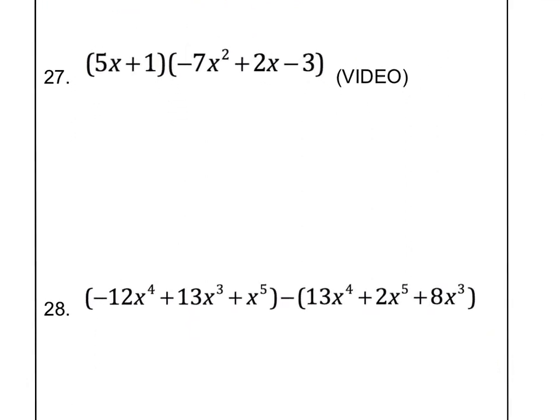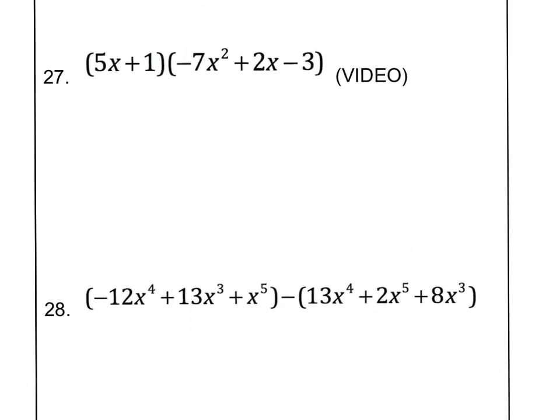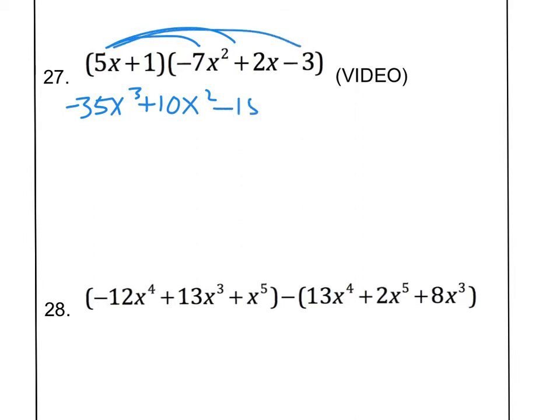And for number 27, we got to do some distribution. 5x times negative 7x squared is negative 35x to the third. 5x times 2x is going to be plus 10x squared, and 5x times minus 3 is minus 15x. Then we got plus 1 times minus 7x squared, minus 7x squared. Plus 1 times 2x is going to be plus 2x, and plus 1 times minus 3 is going to be minus 3.